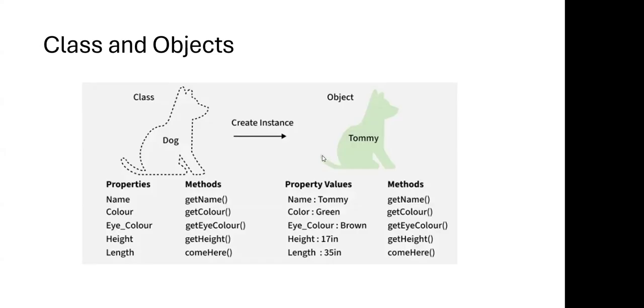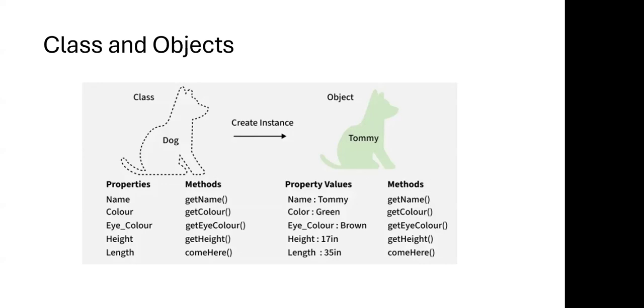However, except for the getter and setter methods, we can have some extra methods, for example, comeHere. That means if this is a dog, the dog can have a specific behavior like coming here or going there, or maybe barking, or maybe some other behaviors belonging to a dog. So once we have these templates, we can create specific concrete instances.